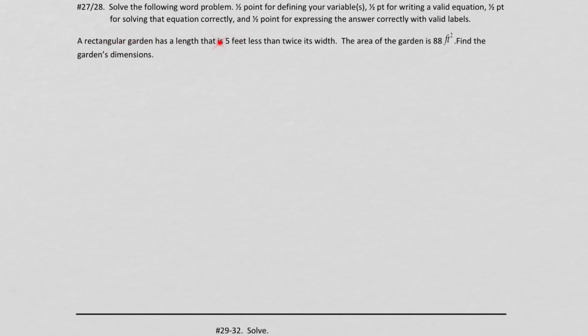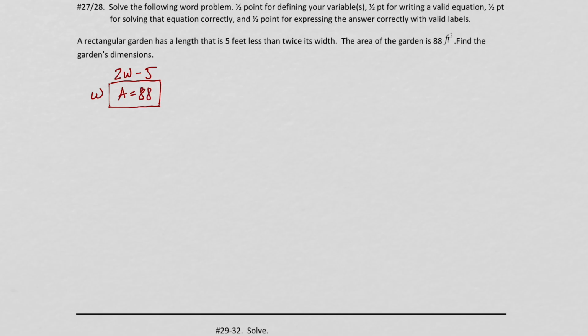Okay, so we have a rectangular garden, so I'm just going to draw that. Here's my rectangular garden. And the length is 5 feet less than twice the width. So I'll call this W. You could call it X, whatever you want. But this then would be 2W minus 5. That's 5 feet less than twice that. The area is 88.